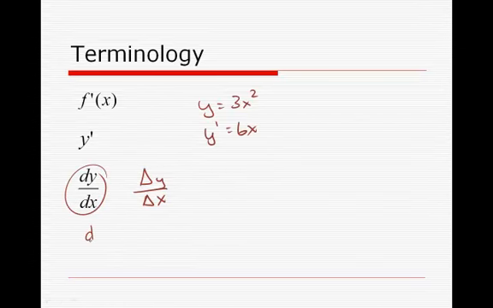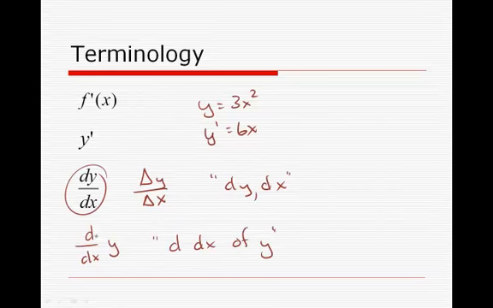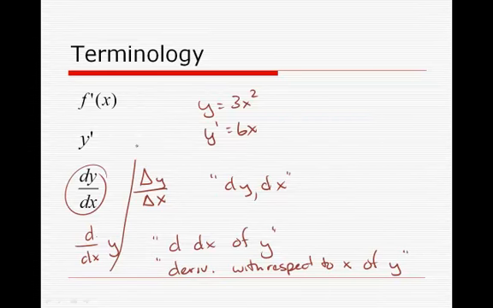We can also say d dx of y. This is read dy dx, just the way it sounds and looks. This is read d dx of y. In other words, the derivative with respect to x of our function y. And this is the derivative of y with the derivative of x. So, for example, and you need to know all four of these terms, you will see them used interchangeably.